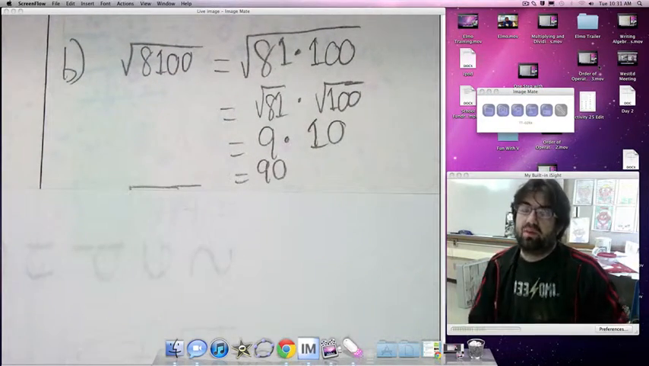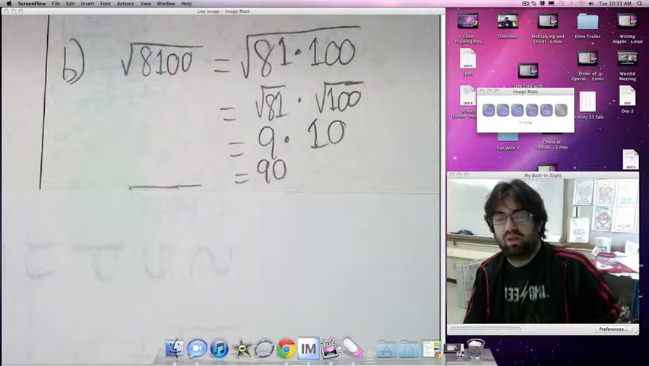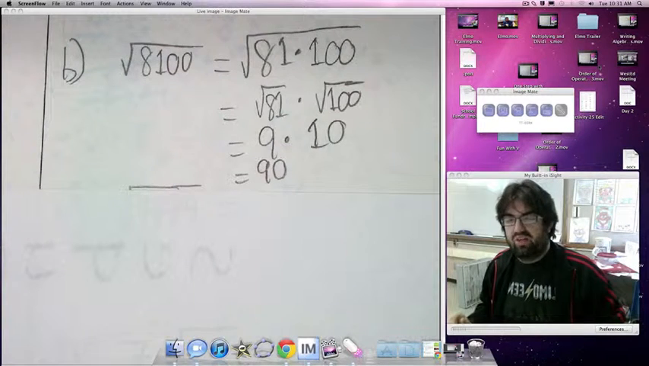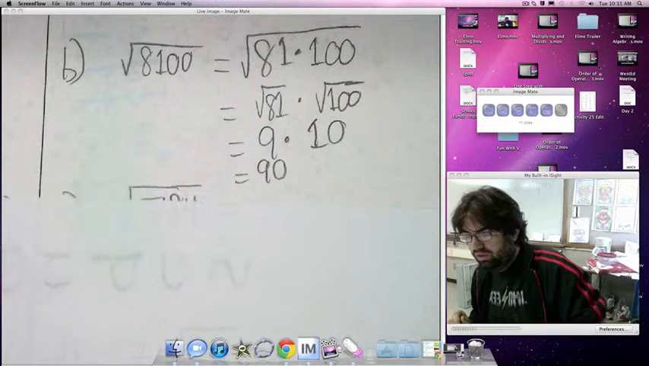And those are more of the type of questions you will see on a test, with the compound multiples that we have to pull apart. That's it. Let's see, next one.